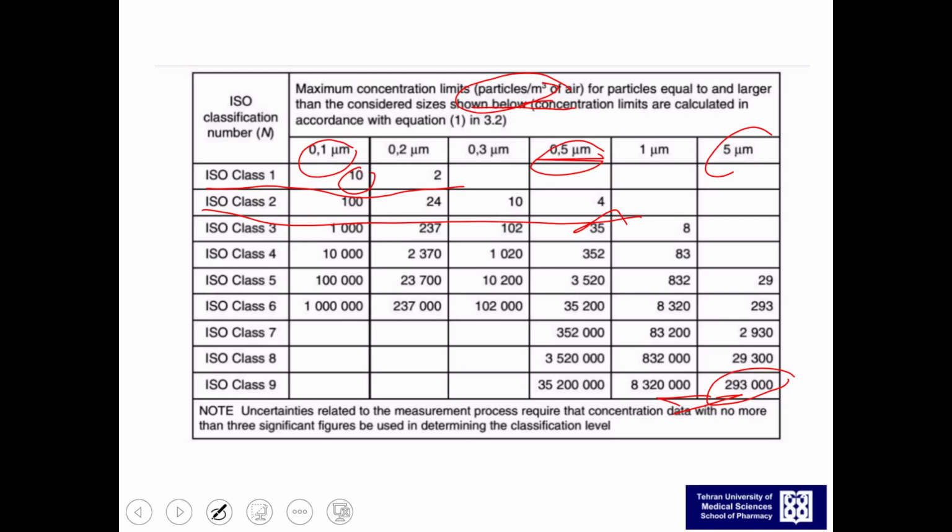Okay, sir. Yeah, sir. But my doubt is, how can we say that in that particular area that particular size of particle exists, sir?